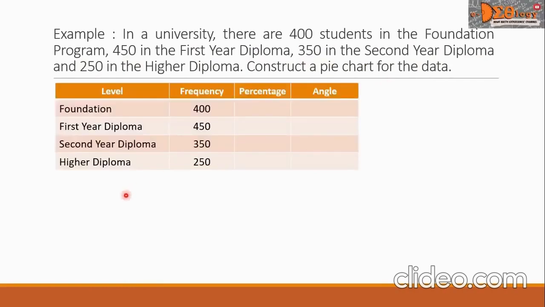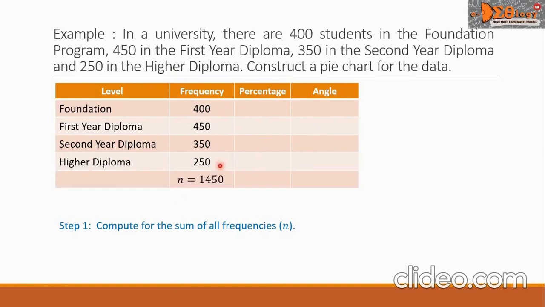It is advisable that we put the data in a table. I have here a table with 4 columns. The first column is reserved for the level, and the levels are foundation, first year diploma, second year diploma, and higher diploma. The next column is for the frequency. There are 400 students in the foundation program, 450 students in first year diploma, 350 students in second year diploma, and 250 students in higher diploma. There are 2 additional columns, namely percentage and angle, that we're going to fill in. Let's go now to step 1, and that is to compute for the sum of all frequencies.